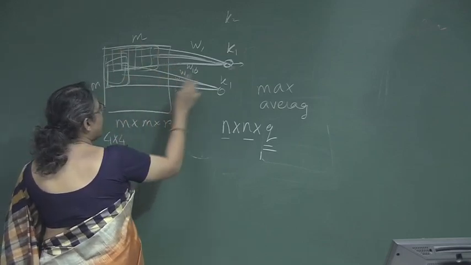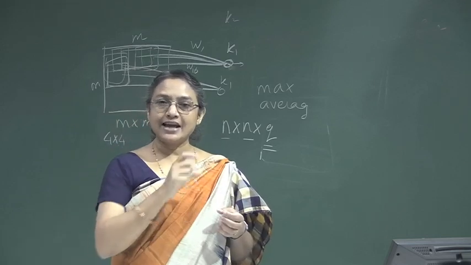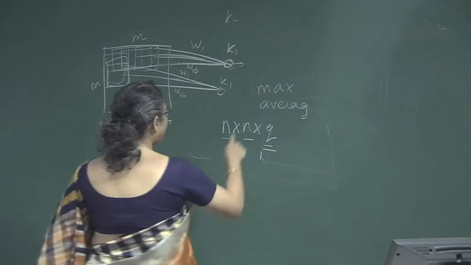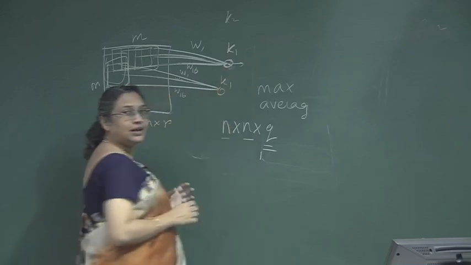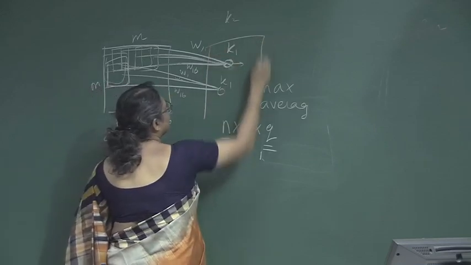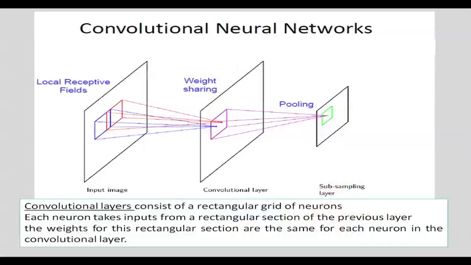Suppose this filter corresponds to whether an edge is there. Now, that edge can be here in the image, here in the image, here in the image. So, if you take max, it means: does the edge occur anywhere in the image? So, we can do some pooling, so that we can take this n by n by q and reduce it further. Pooling or subsampling takes the outputs of a function and combines them into a smaller value. A convolutional layer consists of a rectangular grid of neurons. Each neuron takes input from a rectangular section of the previous layer. The weights of this rectangular section are the same for each neuron in the convolutional layer.